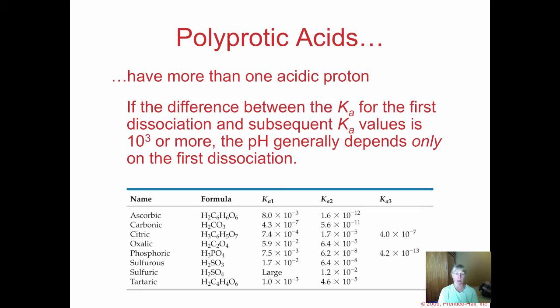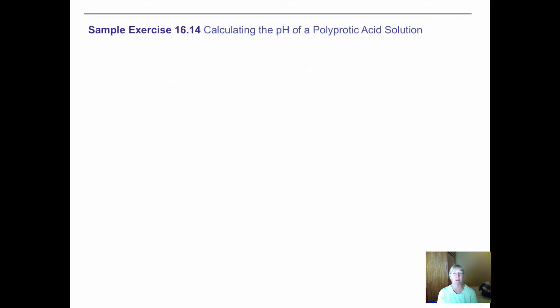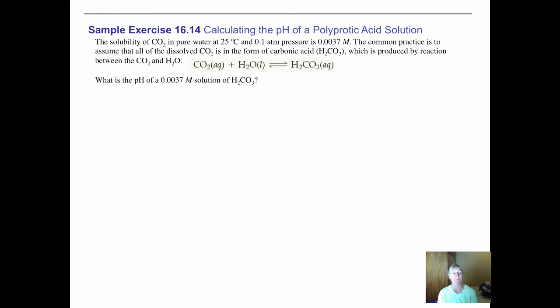So you can see that the Kas can be relatively largest on the Ka1, but by the time you get to the Ka2s and the Ka3s, they get pretty small. For most purposes, if the subsequent Ka values are 1,000 times or more smaller than the original Ka1, then you don't really have to worry about them too much. So let's do a particular problem. Sometimes you do, but let's do one where you don't have to worry about that.